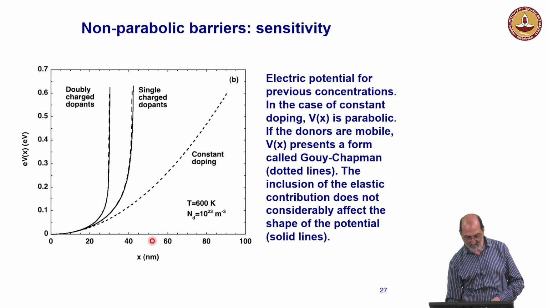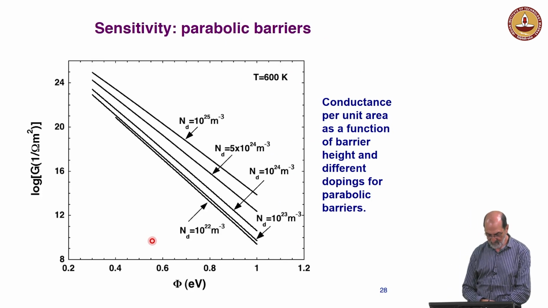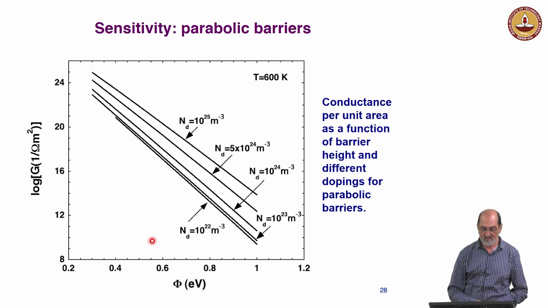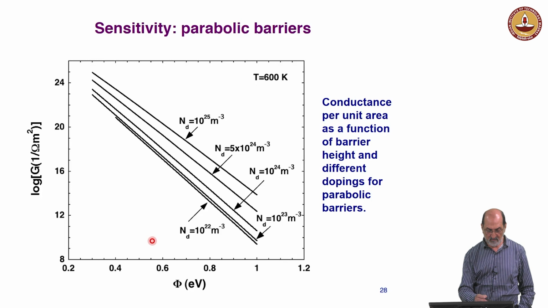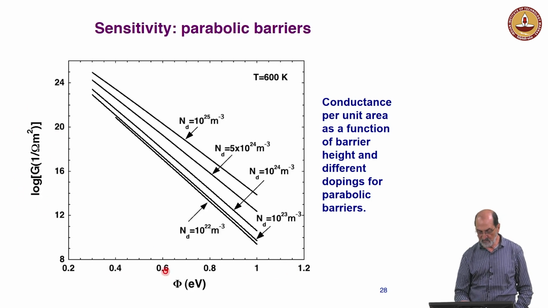Okay. So here we made some calculations to see what would be the sensitivity for different barriers. And we found that the shape of the barrier is going to control the sensitivity of the sensor. For example, here we have the conductivity. This is a logarithmic scale as a function of the barrier height. This is the typical temperature used in sensors for different dopant concentrations.